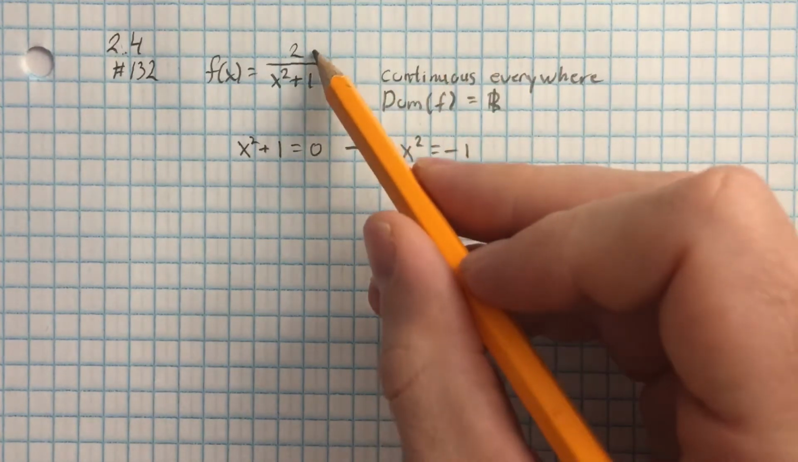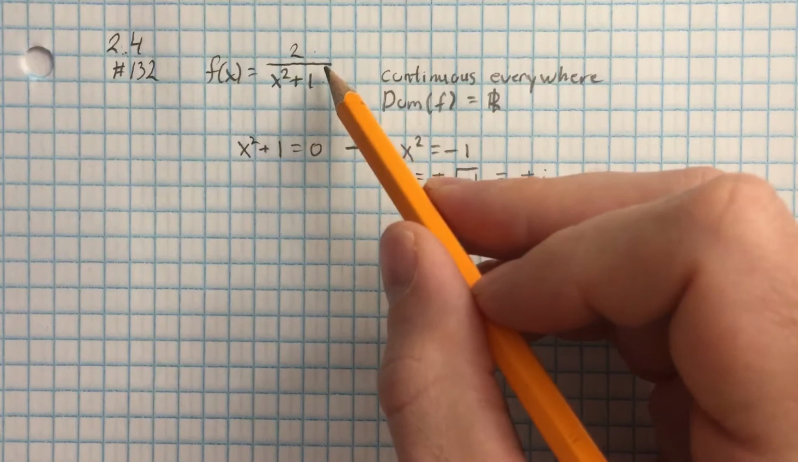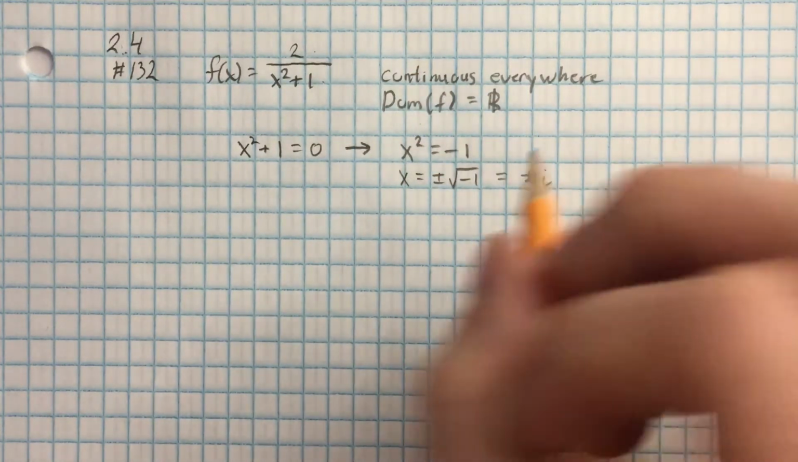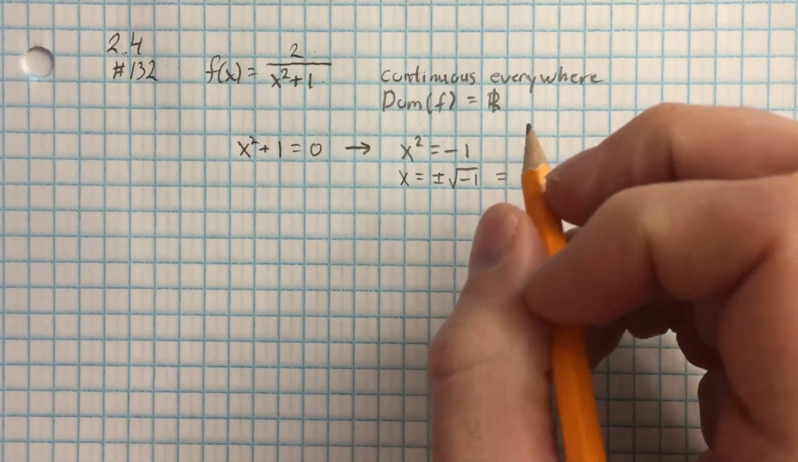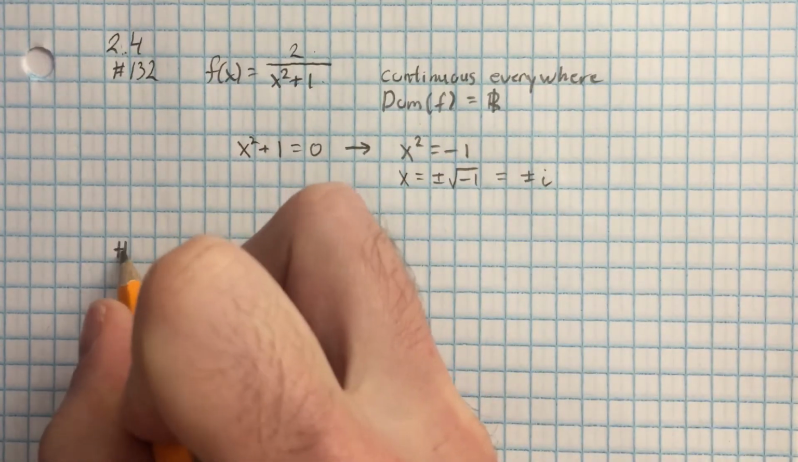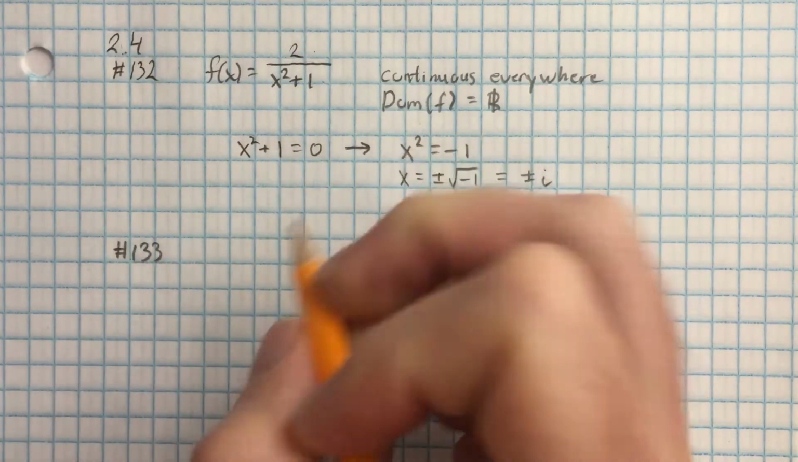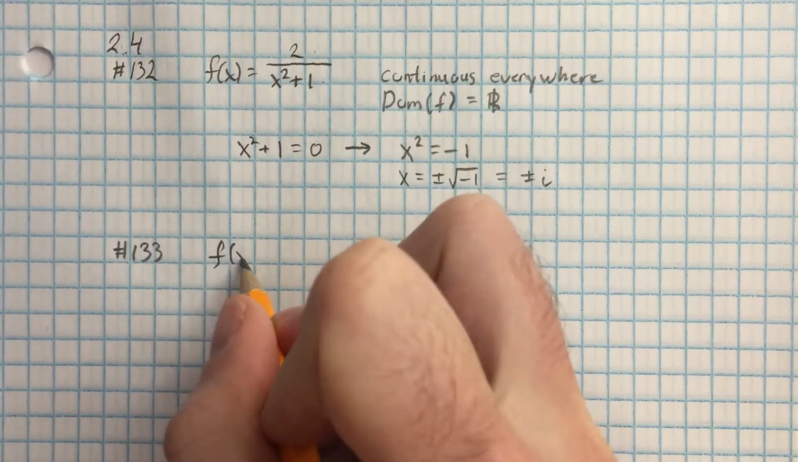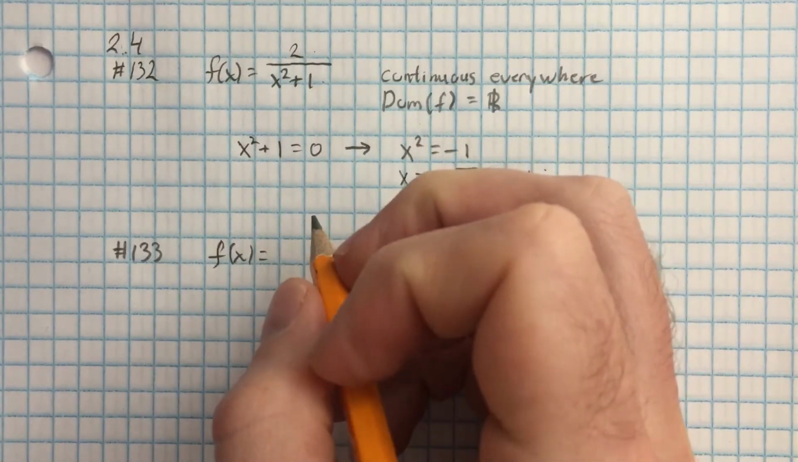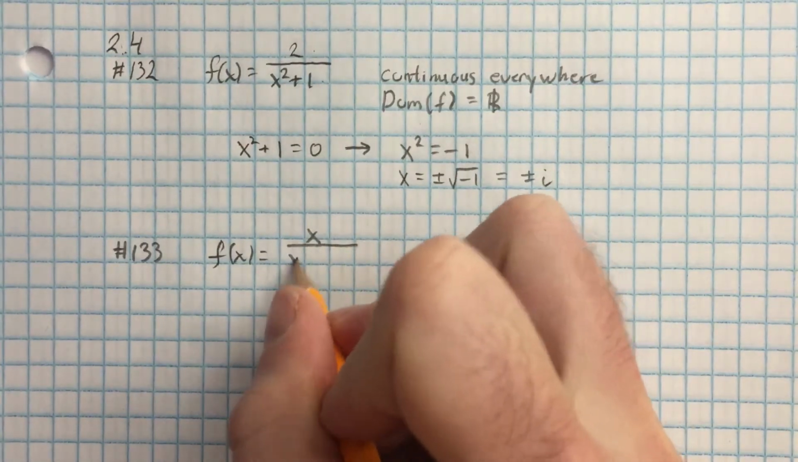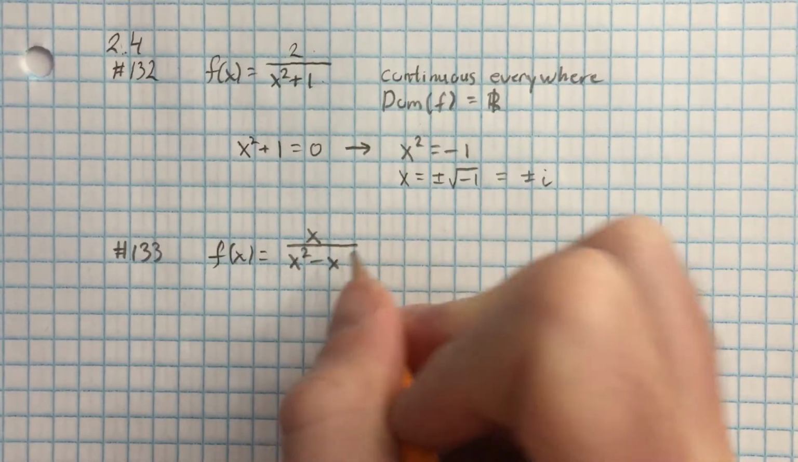And since this is a rational function, it's continuous on its domain. So that's number 132. Number 133, though, continues with this, to give an example where there is something to look for. So f of x now is x over x squared minus x.